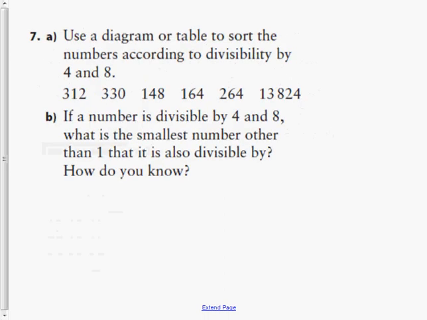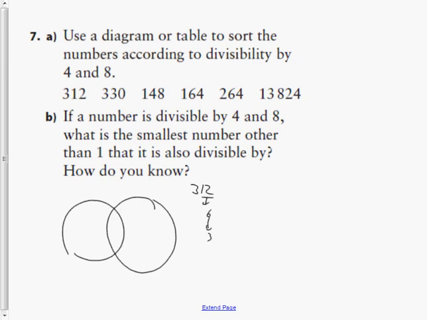Question 7, use a diagram or a table to sort the numbers that are divisible by 4. So we're going to use a Venn diagram here. And I'm going to take these numbers of 312. Is it divisible by 4? Well, yes it is, because I can divide that by 2 to get 156, and then divide it by 2 again to get 78. So 312 is divisible by 4. We'll call this one 8.